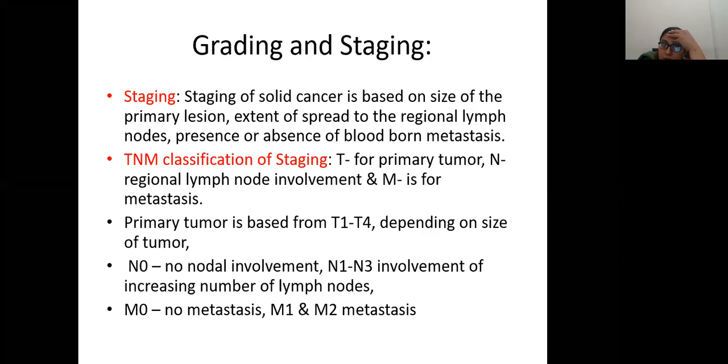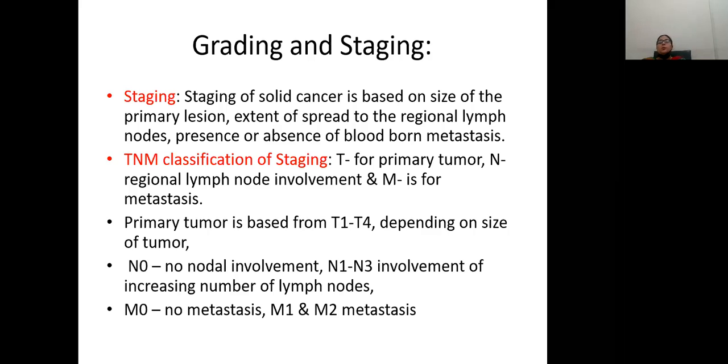Okay, and it is based on the size of the primary lesion. So the TNM is the classification of staging. T is for primary tumor, N is regional lymph node, and M is for metastasis. The primary tumor is graded from T1 to T4 depending on the size of the tumor. N0 is basically no nodal involvement, and N1 to N3 is involvement of an increasing number of lymph nodes. M0 is basically no metastasis. M1 is associated with metastasis.